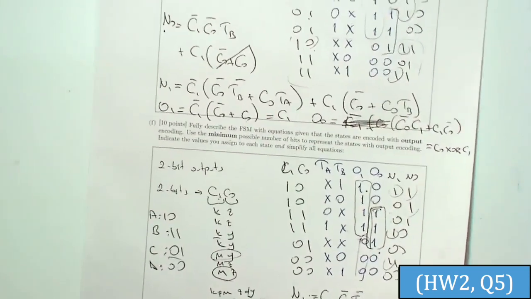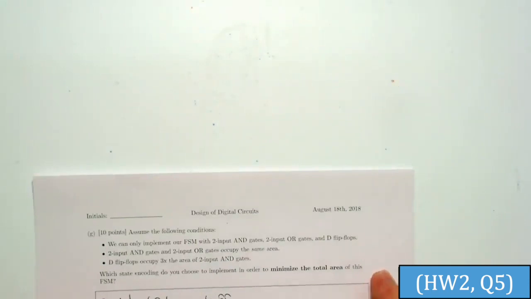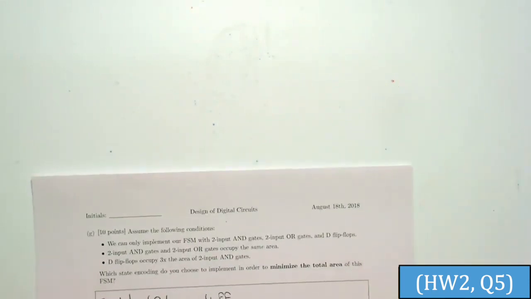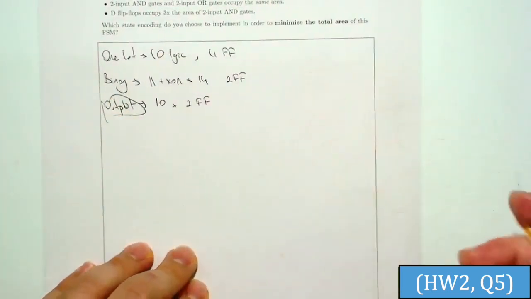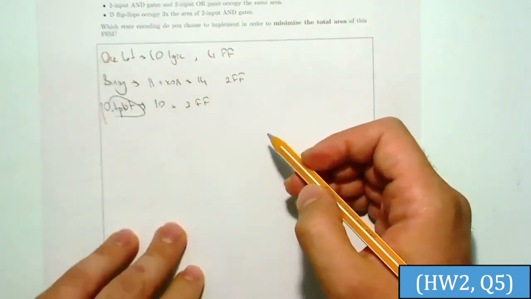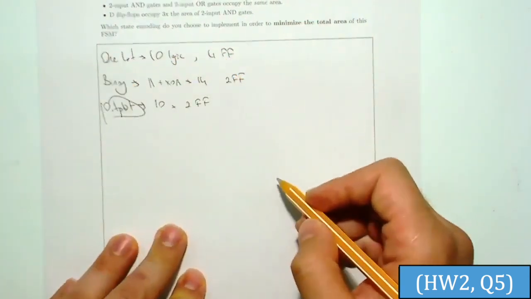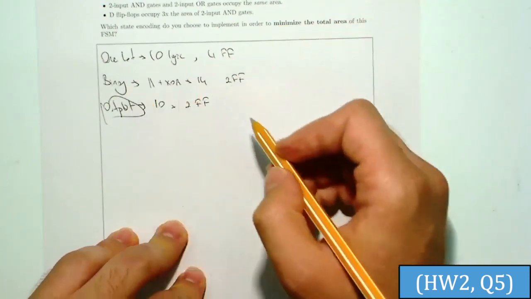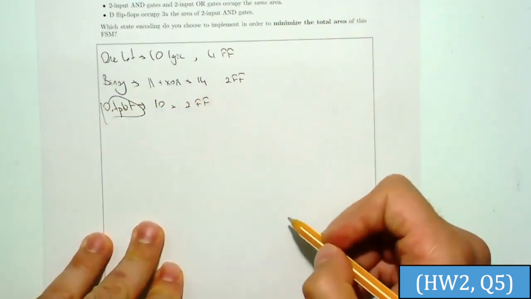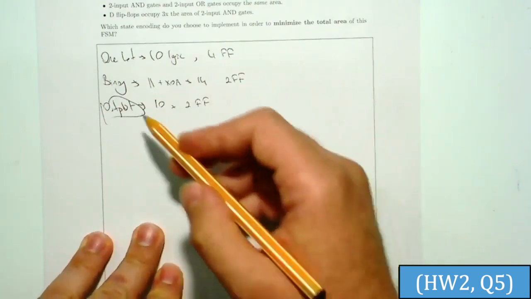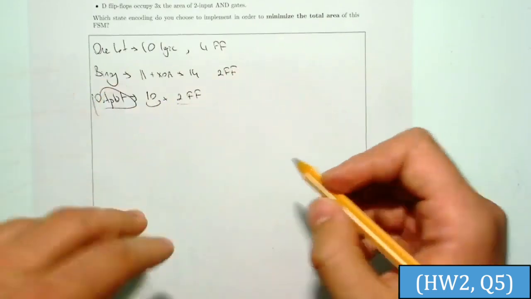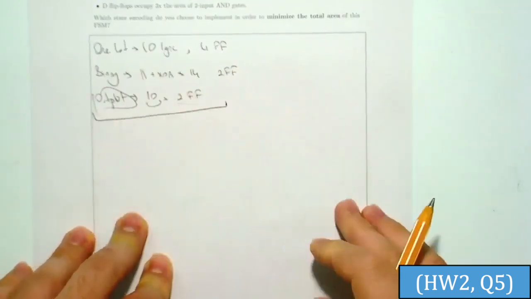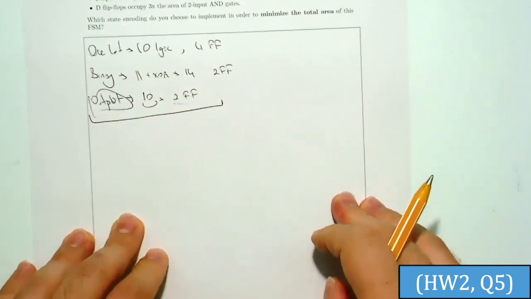The last question asks, right? So the last question says, which one would you choose to minimize the total area of this FSM? So if you count the number of logic units in the Boolean equation that I wrote, you'll see that we have 10 logic units for one-hot encoding, and I have 2 bits to represent the states. And for binary, I have 11 plus XOR. This would make 14 and 2 flip-flops. And for output encoding, I have, again, 10 logic units and 2 flip-flops. So in that manner, using output encoding makes sense over the others.